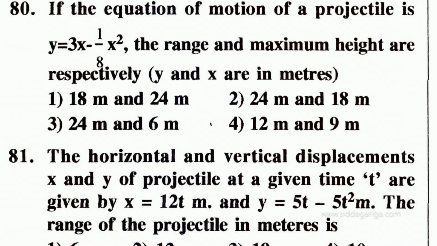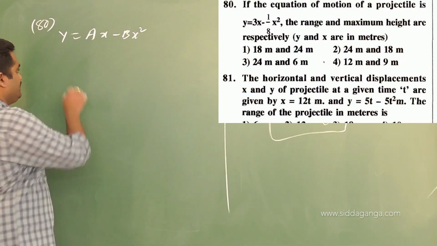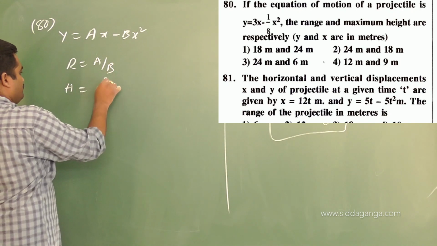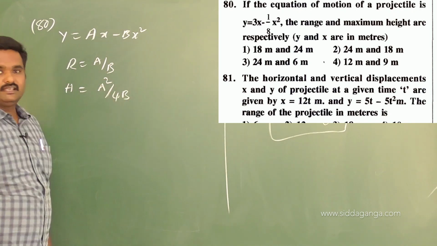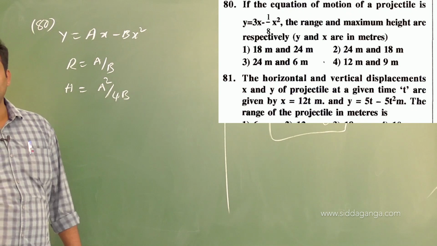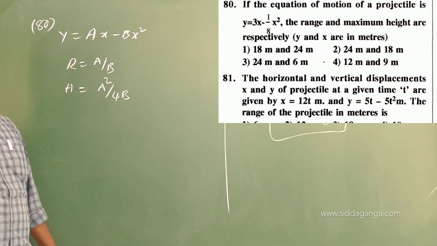Shortcuts we have learned for it, recall once. If the projectile equation they are given in the form of y equals to ax minus bx square, some formulas we have written. What is that? Range equals to a by b and maximum height equals to a square by 4b. We have written two formulas there. In this problem, equation of motion of a projectile is y equals to 3x minus 1 by 8 x square. They are given. Range and maximum height are asked.